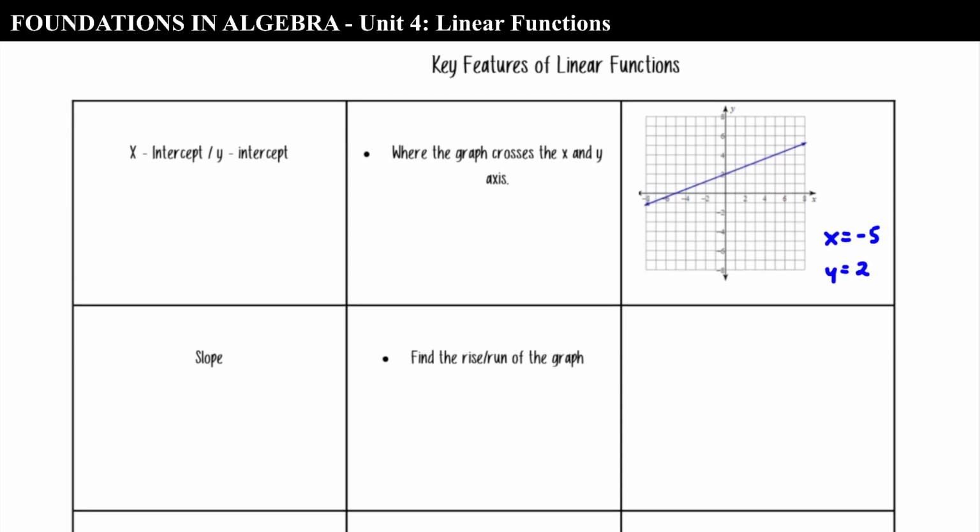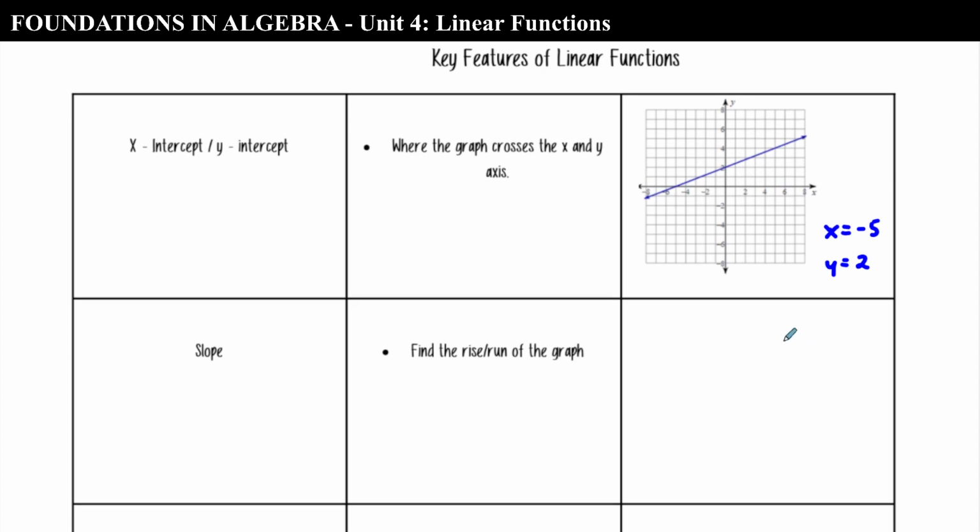Now for our slope, that is our rise over run of the graph. So we have done that quite a bit. We're going to take our rise, which is 2, and our run, which is 1, 2, 3, 4, 5, and we're going to write that down as m equals our rise of 2 over our run of 5. So our slope is 2/5.